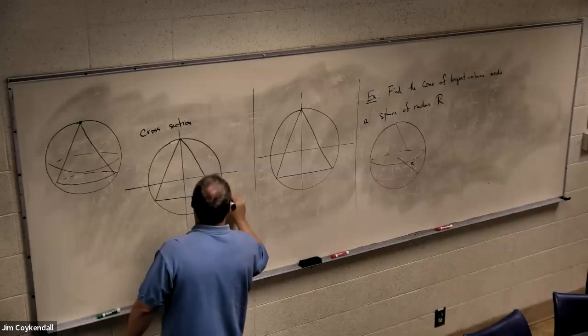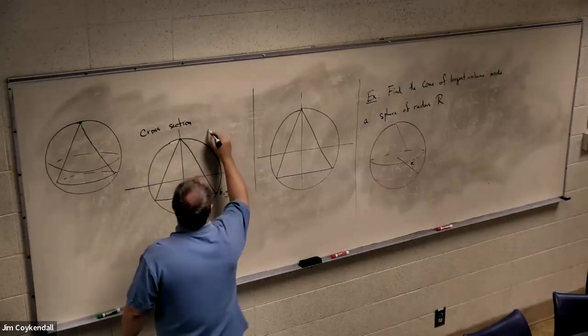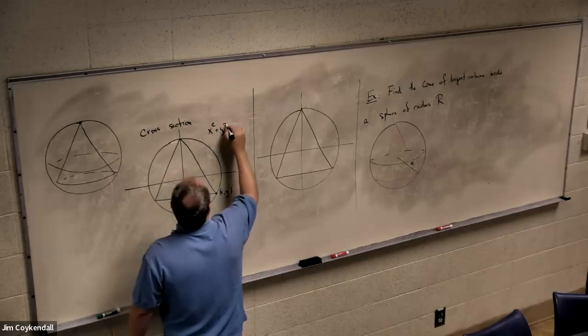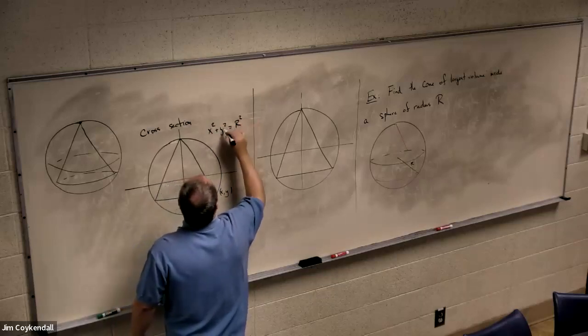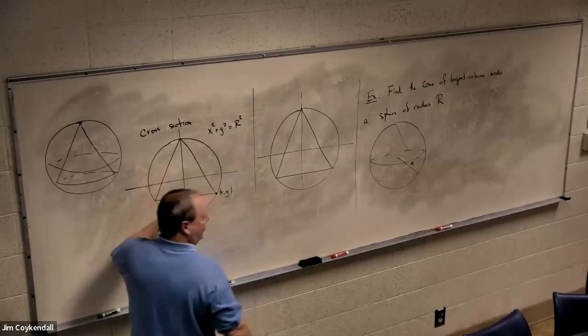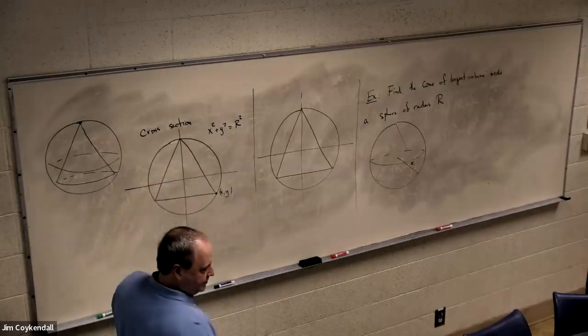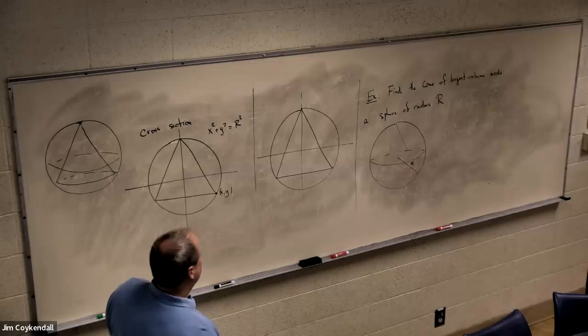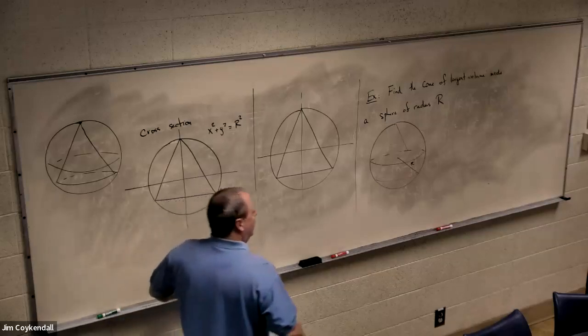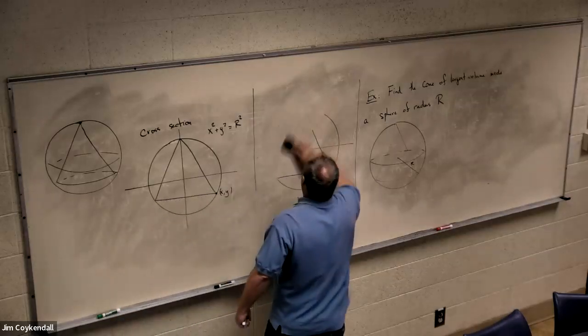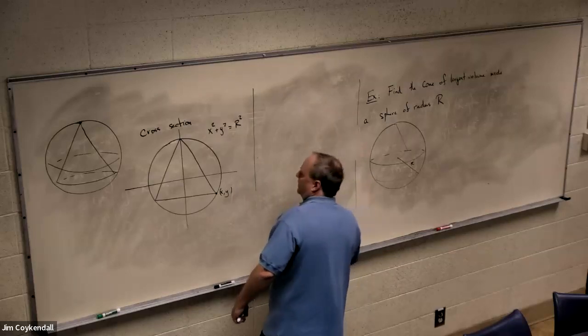I'm going to call this x, y, and my circle is now x squared plus y squared equals r squared, just like we had before, because after all, the circle and radius are the same. But there's a difference here.